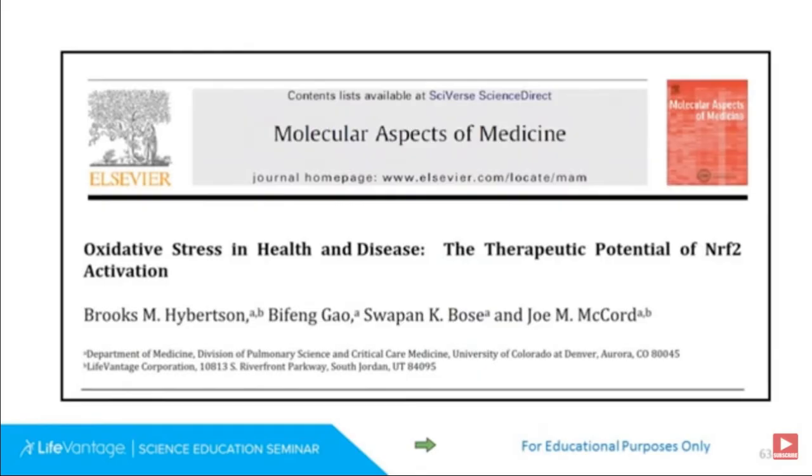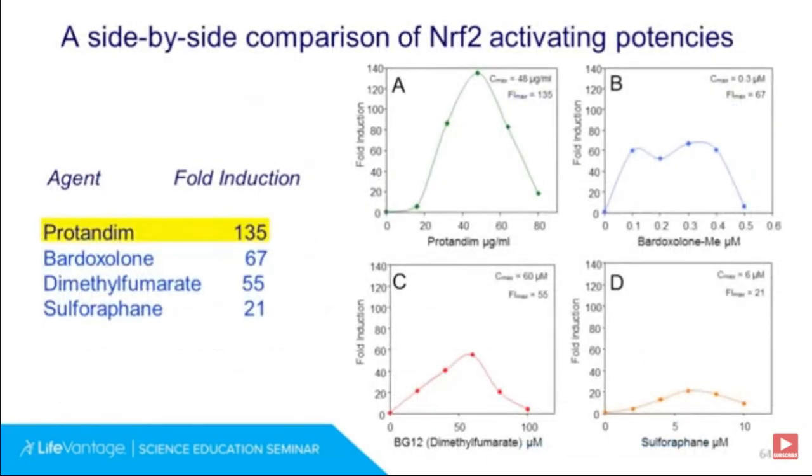Now, this is another article that I oftentimes refer people to because it gives you a great synopsis of what Nrf2 is, gives you some background information on Nrf2, and there's some comparative data with other compounds. This was an article done by Dr. McCord, and in this study, they did a side-by-side comparison of Nrf2 activating compounds. They looked at Protandim, bardoxolone, BG12, and sulforaphane.